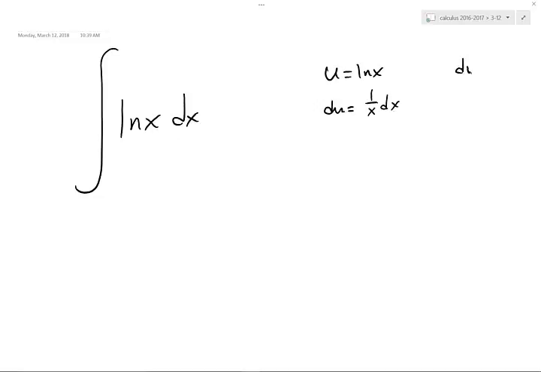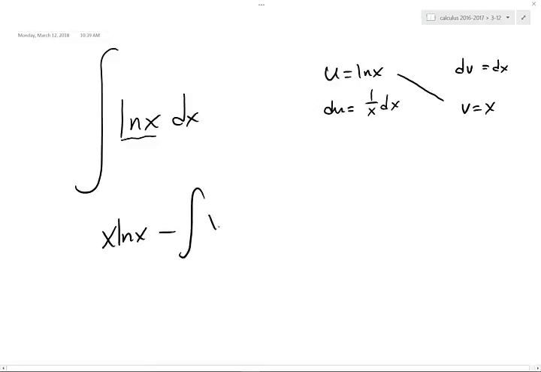What would dv be then? Well, if this is u, what's dv have to be? That's right. What is the antiderivative of that? X. So then, by parts, it's going to be x times ln of x, yes, right? uv, minus the integral of v times du, right? Oh, sorry. That should be a dx. Sorry about that, my bad.